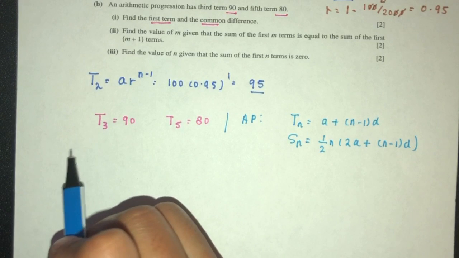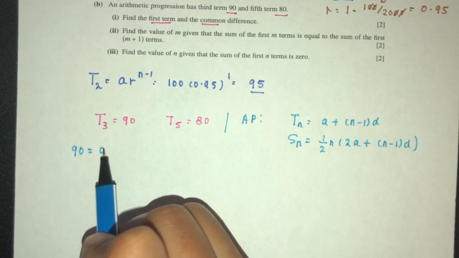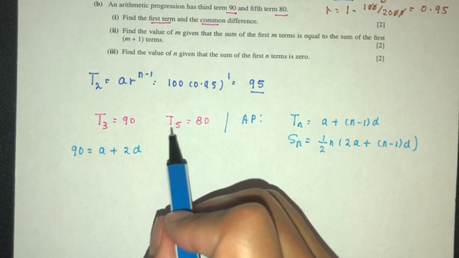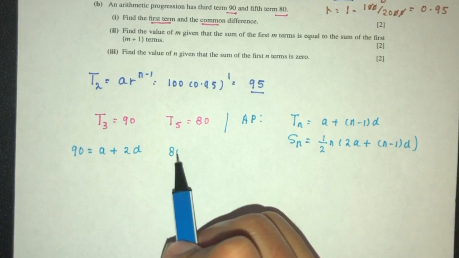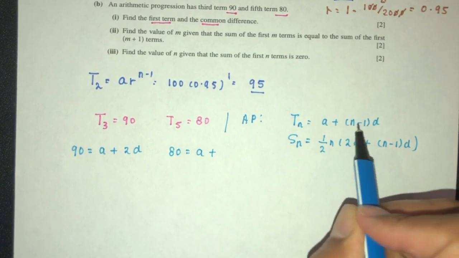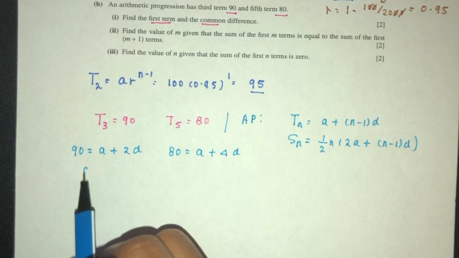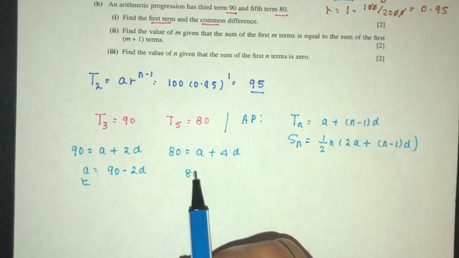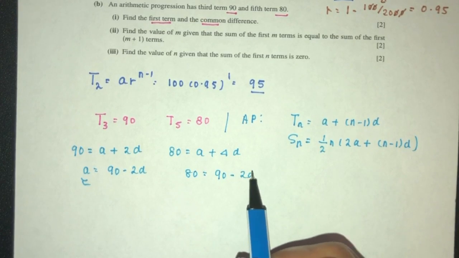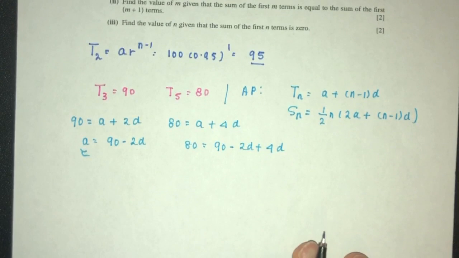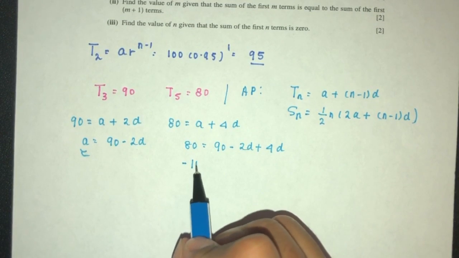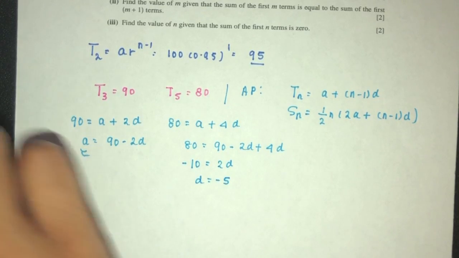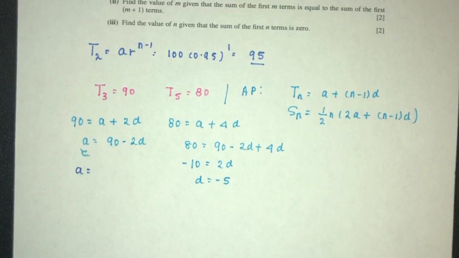When n is 3, that will be 90. So that will be this. a we don't know, n is 3, minus 1 is 2d. That is my first equation. Now for this one, when n is 5, that will be 80. 80, a we don't know, n is 5, minus 1 is 4 times d. So a will be 90 minus 2d. Replace in this one, you will have 80 is equal to 90 minus 2d plus 40. So this will give you what? Send this over here, that will give you minus 10. That will give you the value of 2d. So d will be the value of 5, which means a will be the value of.